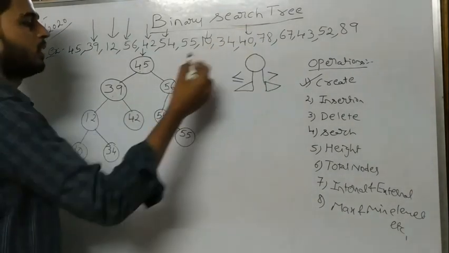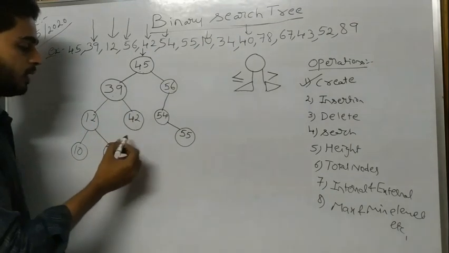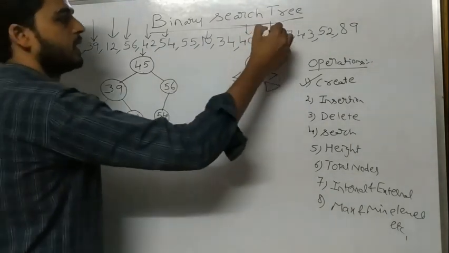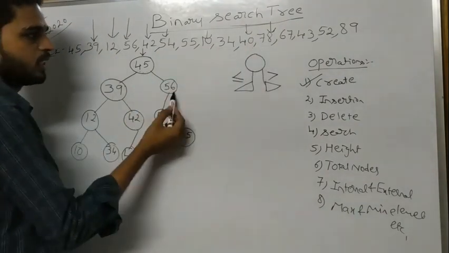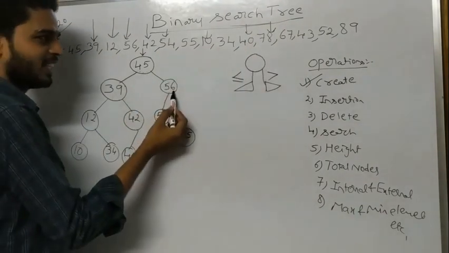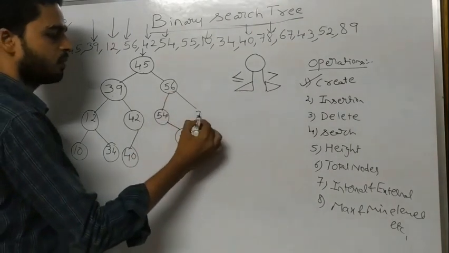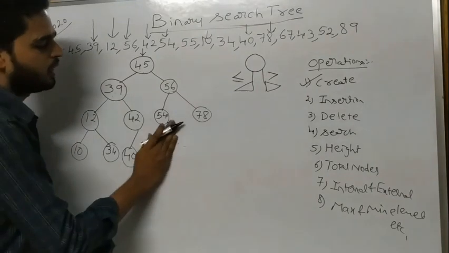Next 40. 40 less than 45? 40 greater than 39, 40 less than 42. So I'll go for inserting on the left side. Next I'll get 78. 78 is greater than 45, 78 is greater than 56. So I'll go for inserting on the right side. Next 67. I am going to insert at this particular place.